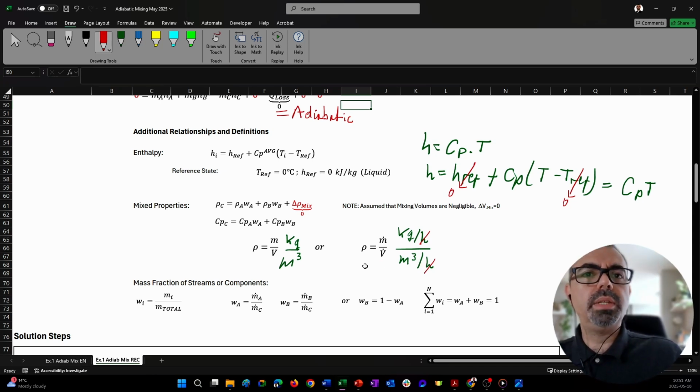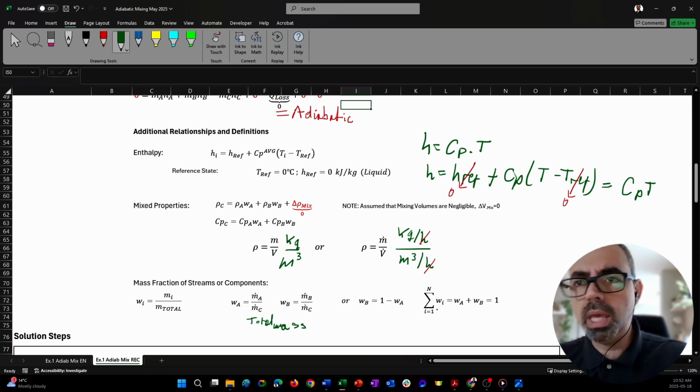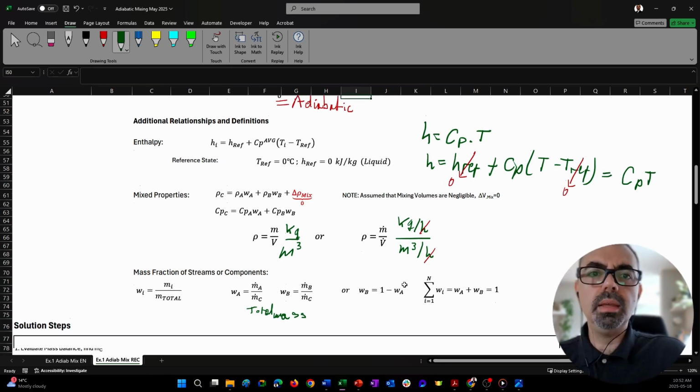The other important information that we'll need to calculate is the definition of the weight fractions of any stream or any component, WA and WB, which are defined as the mass of each component over the total mass at the bottom. For a binary mixture, it will be one minus the other. And always for weight fractions or any other fractions, the summation of all of them must be equal to 1. And that's how this equation becomes valid.